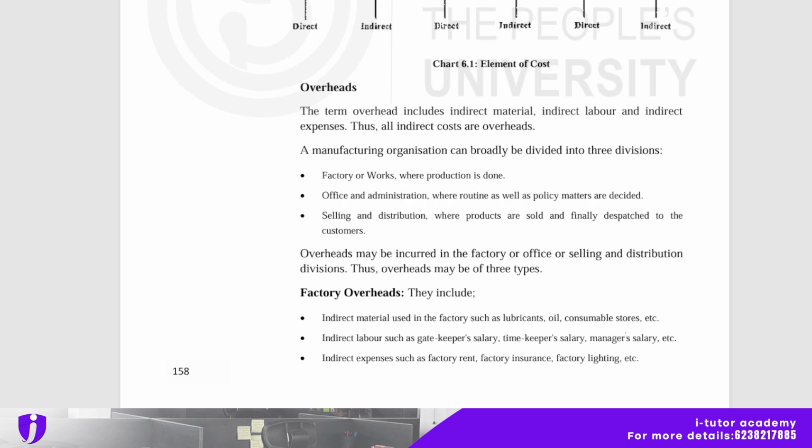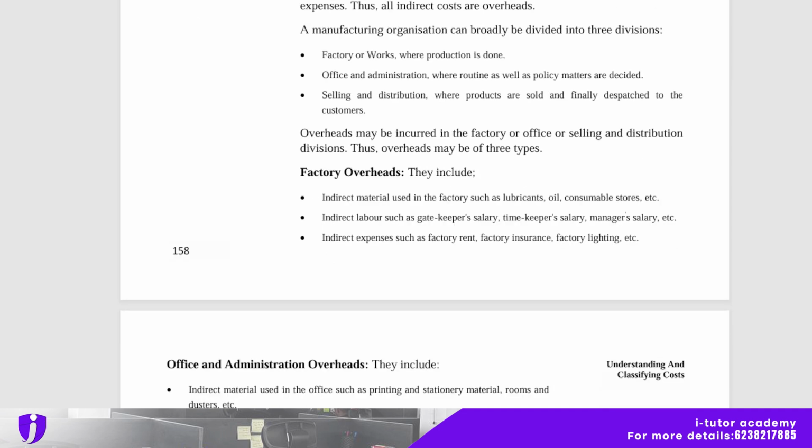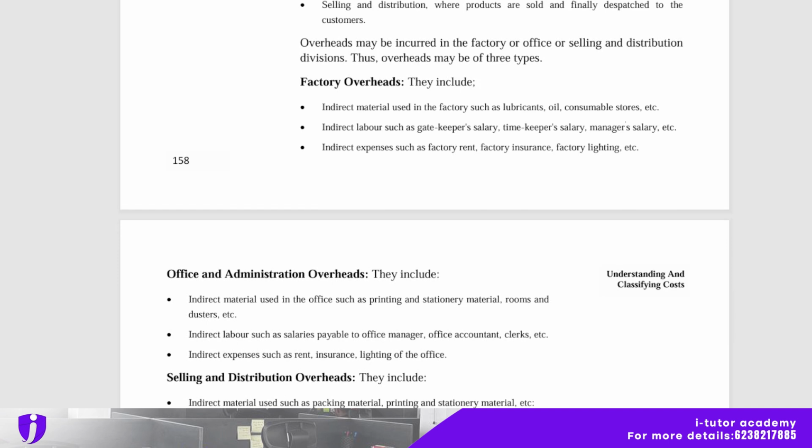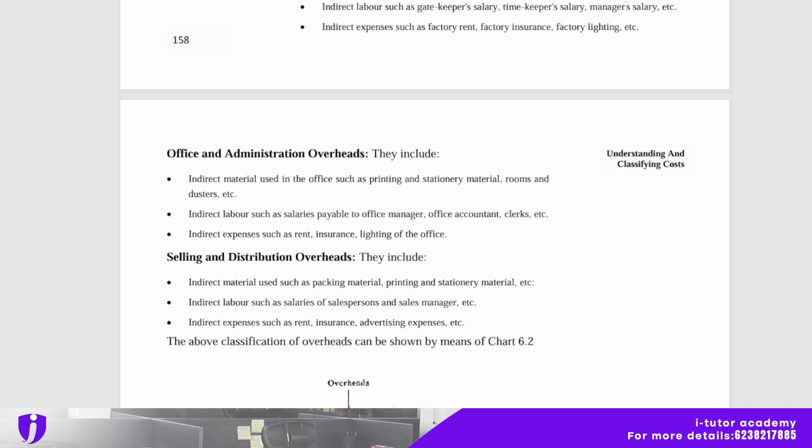A manufacturing organization can broadly be divided into three divisions: factory or works where production is done, office and administration where routine as well as policy matters are decided, and selling and distribution where products are sold and finally dispatched to the customers. Overheads may be incurred in the factory or office or selling and distribution division. These overheads may be of three types: factory overheads, office and administrative overheads, and selling and distribution overheads. Okay, you just go through the explanation of each.